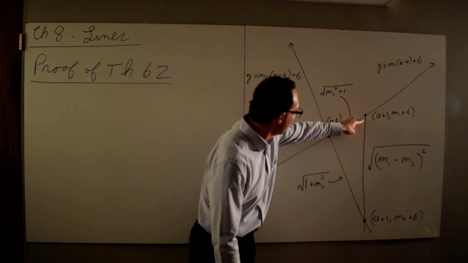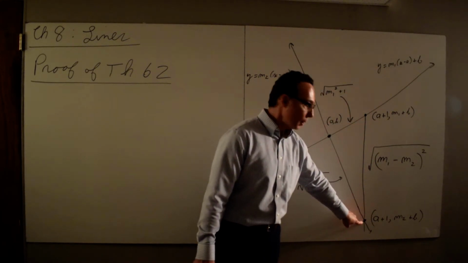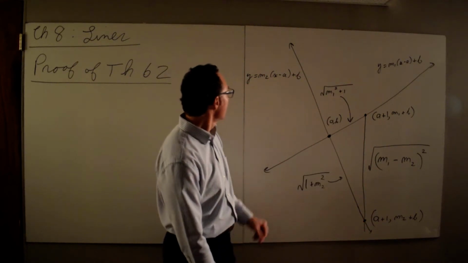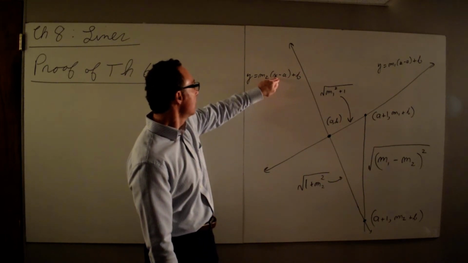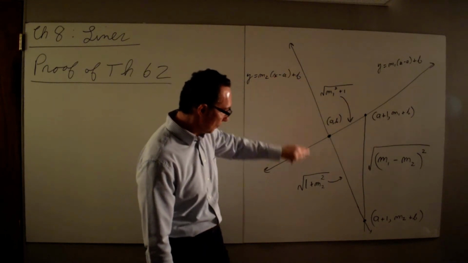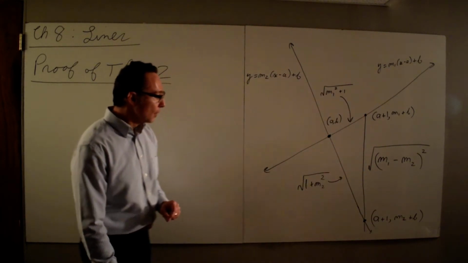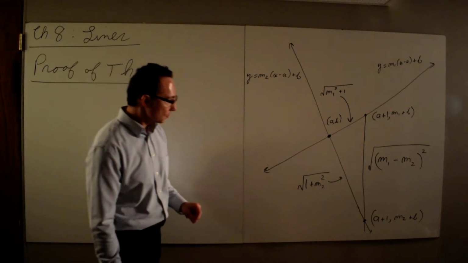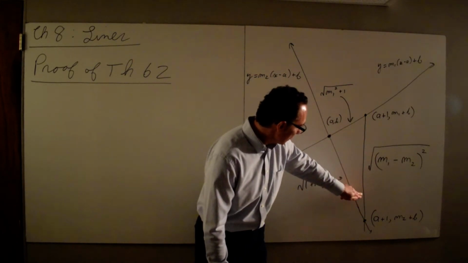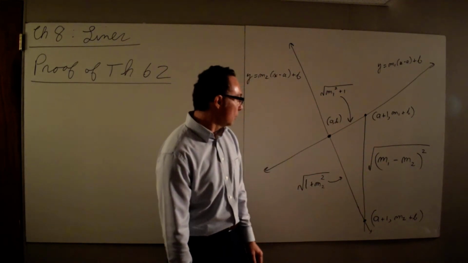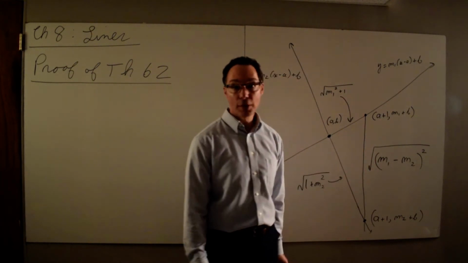Likewise, when we move to the right one unit, a plus 1, and we look at the point on L2, we substitute a plus 1 in for x right here. A plus 1 minus a is 1, so we have m2 plus b. So we have the point (a plus 1, m2 plus b) on the second line. It's nice here, this is a vertical line. So the distance between these two points is really just the absolute value of m1 minus m2, which we can also write this way using the distance formula.